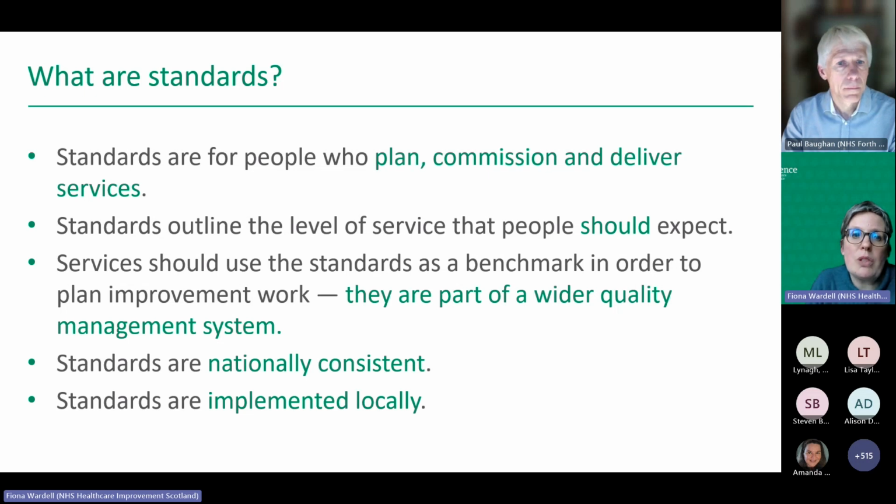They're part of a wider quality management system, and I've got a bit more information about that in a moment or two, because they allow us to benchmark. And when we benchmark how we're doing, that also allows us to think about areas of improvement. And these are really key parts of standards. They also set out what we should be delivering in terms of being nationally consistent. So regardless of which health board somebody is presenting at, people should expect to receive the same high quality of service.